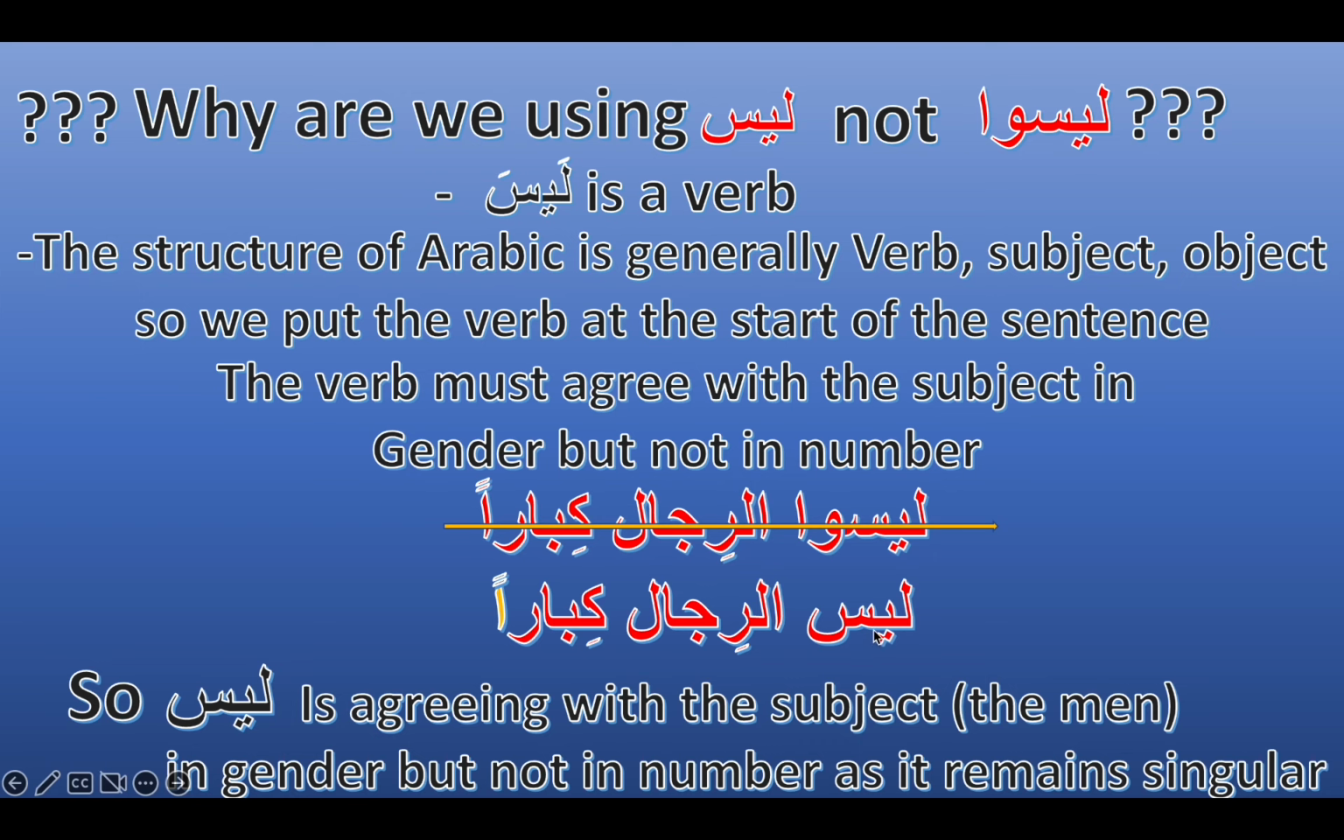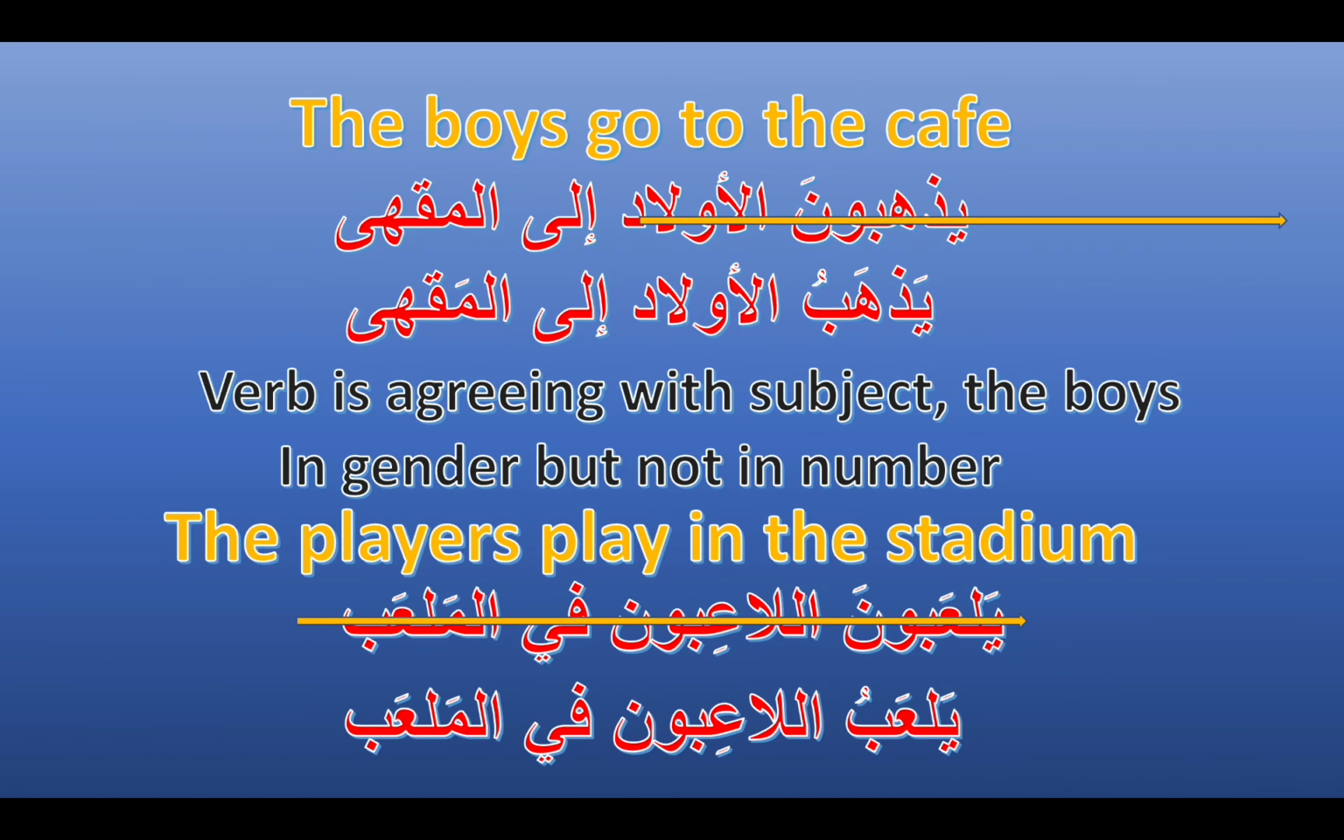So the ليس here is agreeing with the subject, the men, which is masculine, and it's agreeing in gender, but not in number, and so it remains singular. Let's see some more examples to illustrate this very, very salient piece of grammar. So the boys go to the cafe. It's not يذهبون الأولاد إلى المقهى. We just say يذهب الأولاد إلى المقهى.